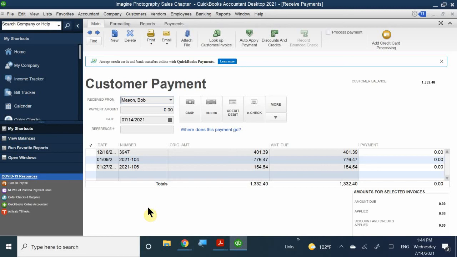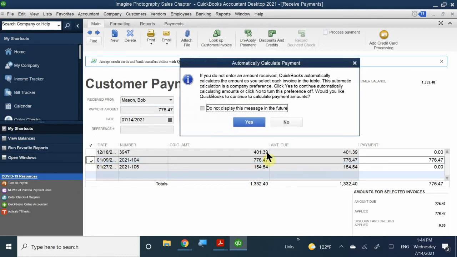So in this case, we are saying that Mr. Bob Mason is paying for invoice number 3947. Now, here is a rule of thumb: you must put in the amount first before you can click on the invoices. Because if I click on the invoices, it's going to give me an error message saying, hey, you need to put in the amount first. Then I'll click don't show this message again and click yes.